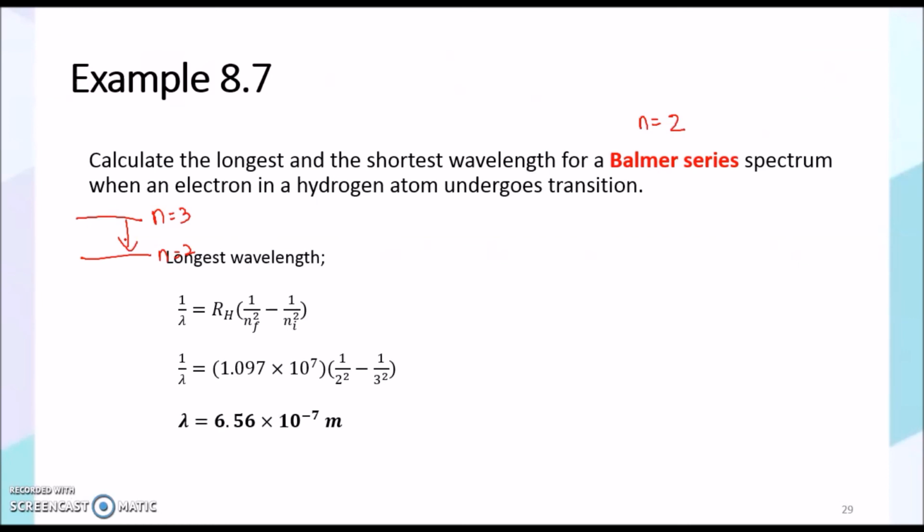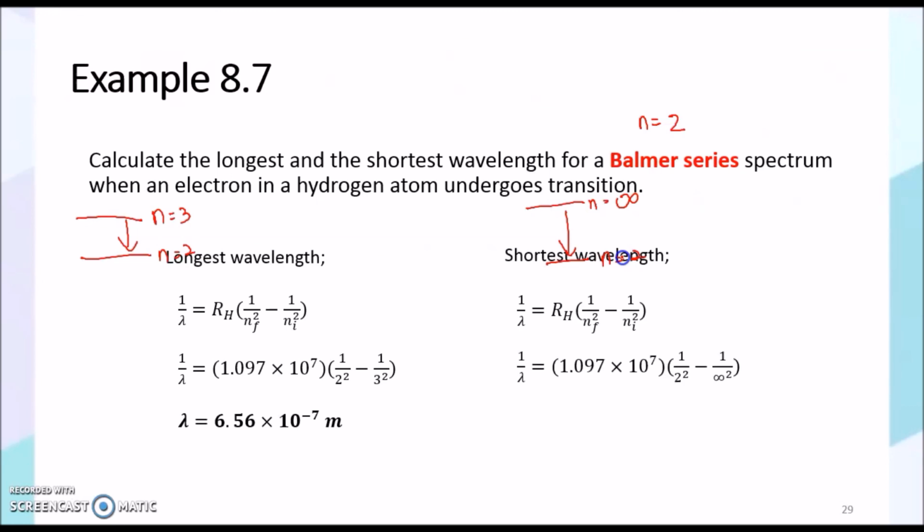For the shortest wavelength of the energy released by the transition, we are going to use the farthest transition, which is from infinity to n equal to 2. Substitute into the equation. Final is n equal to 2 and initial is infinity. You will get 3.65 times 10 to the power of negative 7 meter. So you can look at the value. This is the shortest wavelength and this is the longest wavelength produced by the electron during the transition.